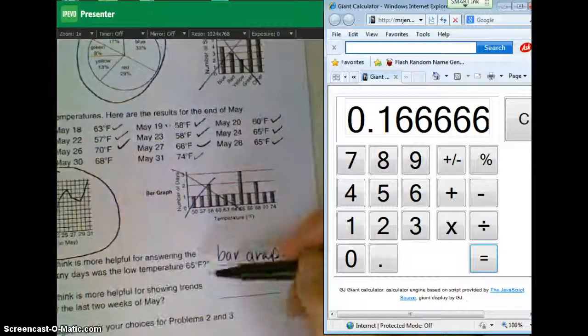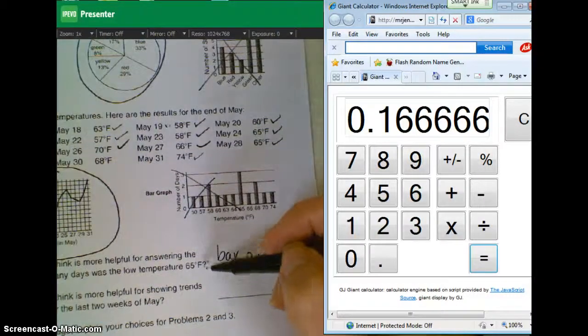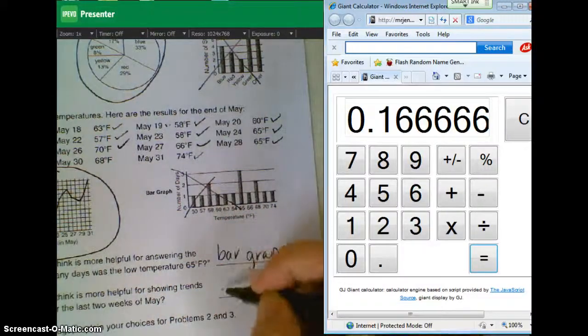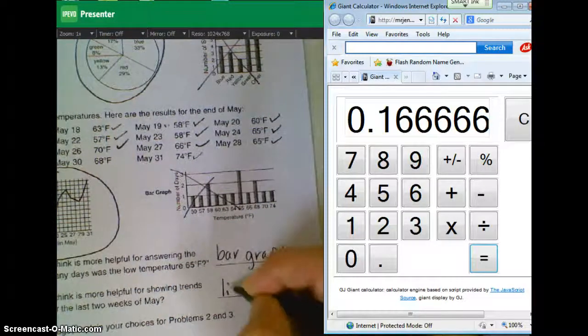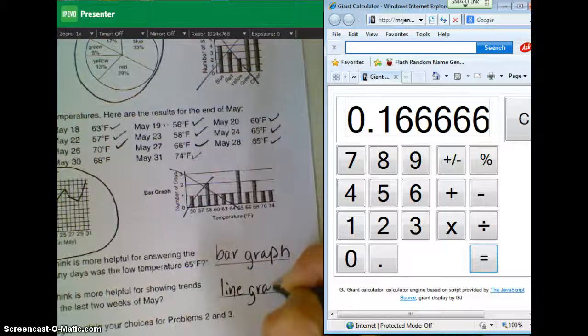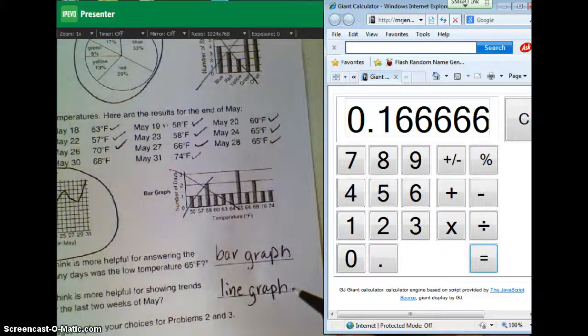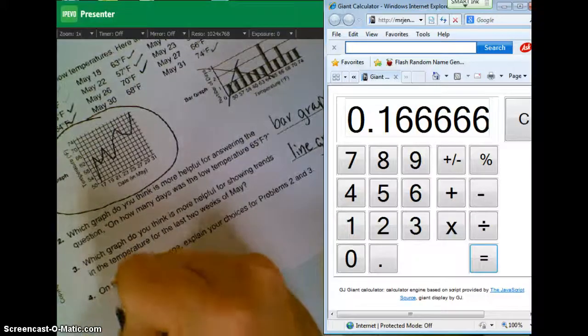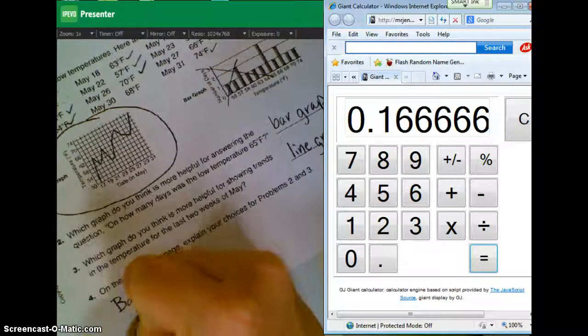Which graph do you think is more helpful for showing trends in the temperature for the last 2 weeks? Line graphs are notorious for showing trends. They're good for that. Line graph. And then on the back of this page, explain your choices for problems 2 and 3. Well, the bar graph was quick and easy, so that's what I would write.